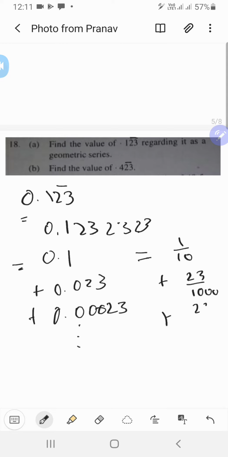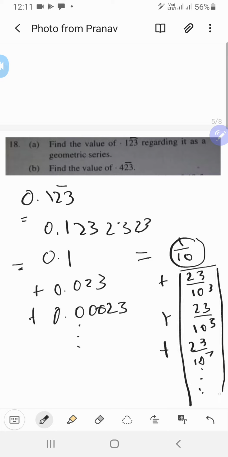Plus 23 upon what is this thing, 1 2 3 4 5, 10 to the fifth power. I can just write this as 10 to the third power as well, which will make more sense, plus 23 upon 10 to the seventh power, because once again you move 2 decimal places back. So this will just keep on going like that. And yes, this is a geometric series, though the first term is not exactly part of the geometric series, so just discard it, and the rest is going to be a geometric series, so that's nice.